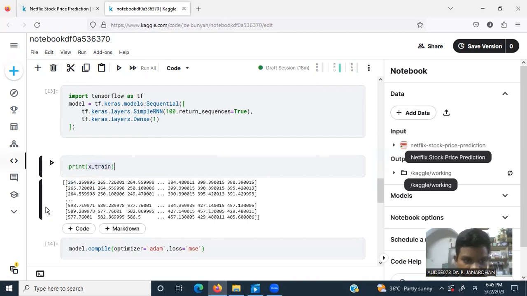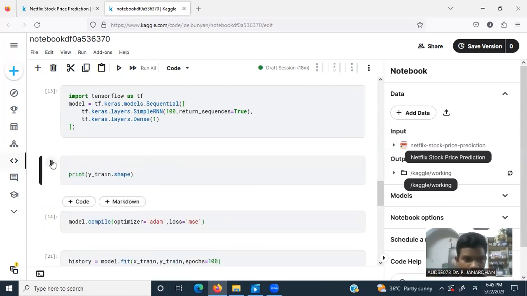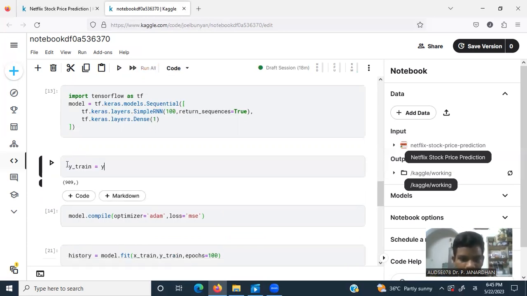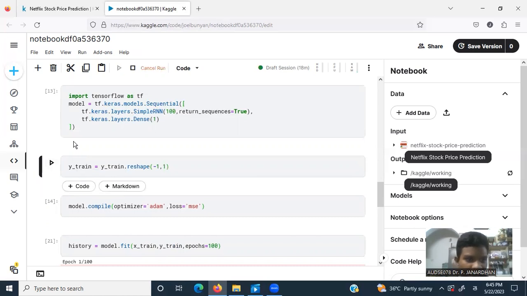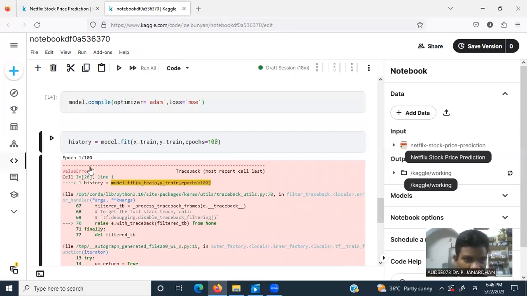The stock prices, actually. And what is y train dot shape? I'm going to delete this line. Okay, I'll try reshaping this value. Not reshaping literally, I'm going to add another new dimension. No, sorry, I think it is -1, 1. So I'm going to reshape this y train, and now let's try it again. Will it work? I don't think so. Run it.